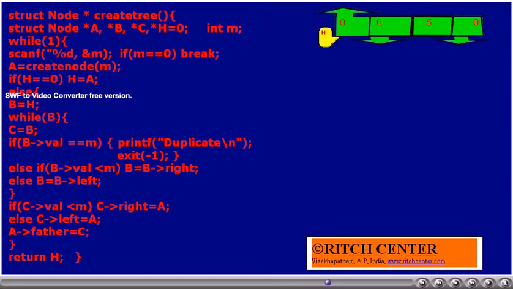Let us assume that the first time the user has entered 5. The node is created such that the left, father, and right fields all contain zeros, and the number 5 is seen in the node. H will be made a pointer to this node. This becomes the root node of the tree which we are going to create in the coming slides.